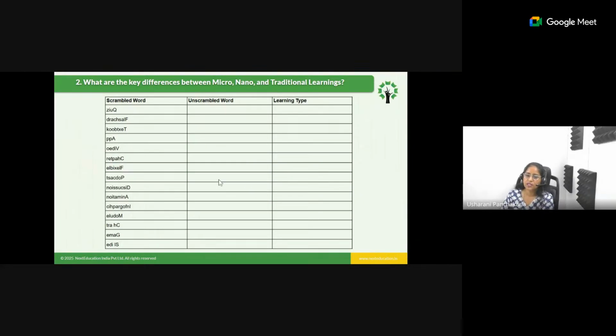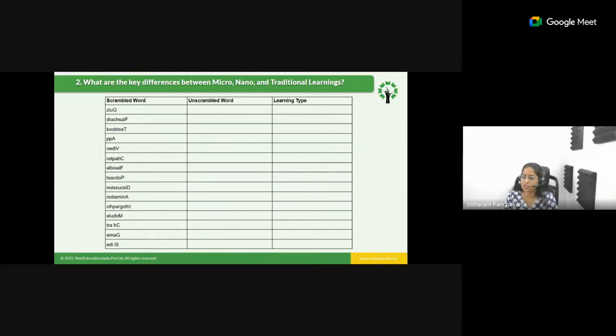Now, this is a puzzle for you. Here we can see all the mirror images of what we have discussed so far. It can be different tools, which I would not have covered previously, but you all have been using them on a day-to-day basis. I want everyone to unscramble this and tell me what the unscrambled word is and what the learning type is, whether it is micro, nano, or a traditional learning method.